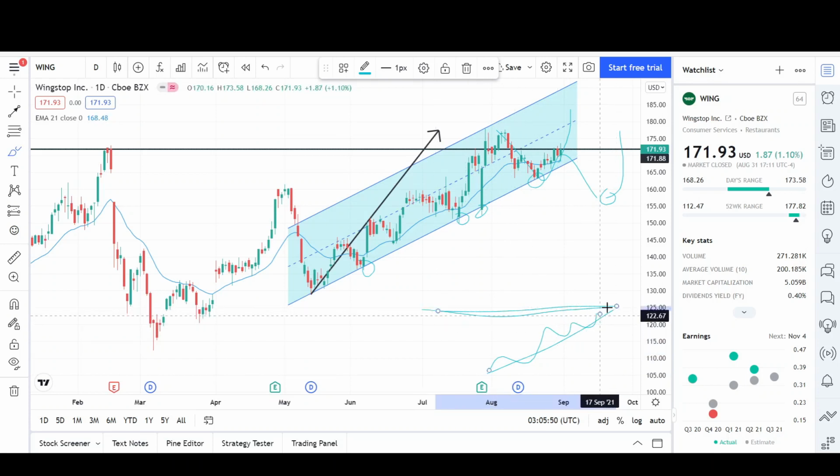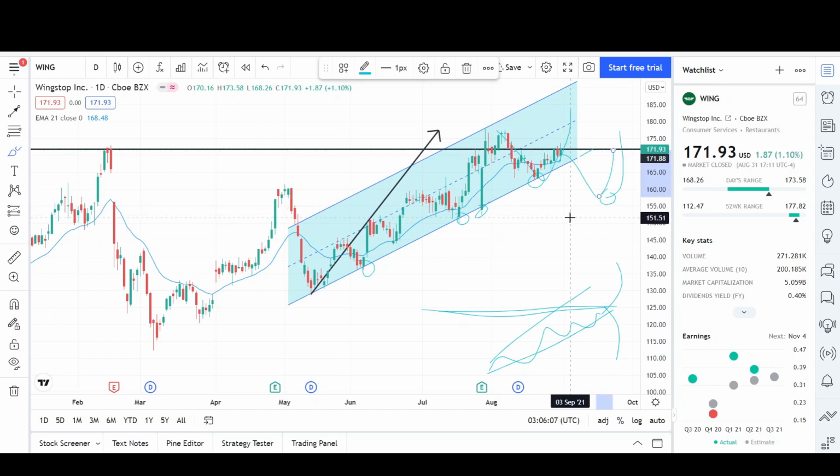So it could either break up to the high side of the channel, or it can get rejected back down because of this horizontal level. We just gotta wait and see, but it looks like we probably will just get that break of the channel and then continue higher. We just gotta wait and see.